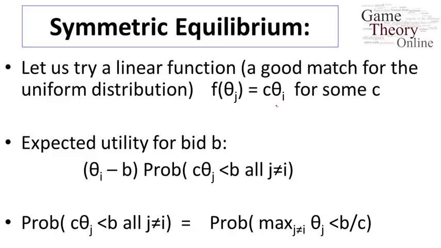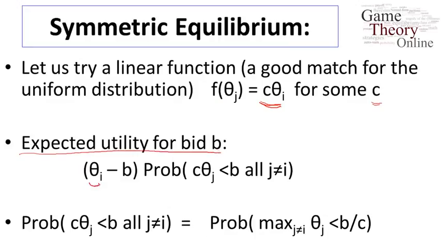And in particular, let's suppose that people are just shading their values. So there's some C. In particular, we'll guess that C is going to be less than 1. So how much they bid is just some fraction of their value, right? So what's my expected utility for a bid B now?